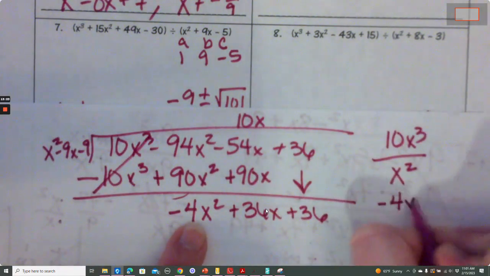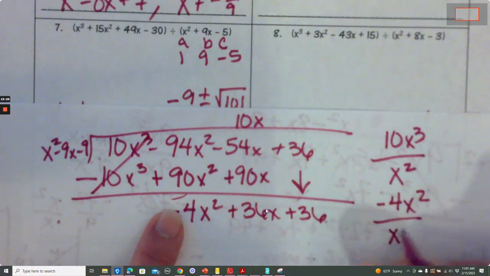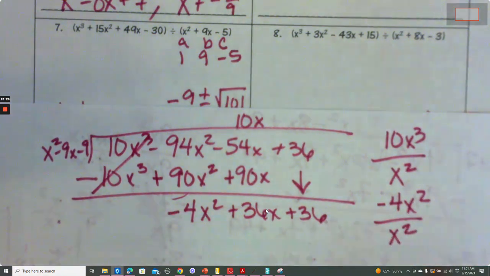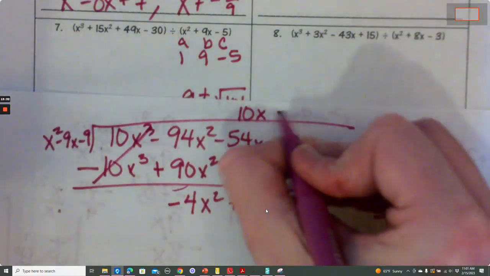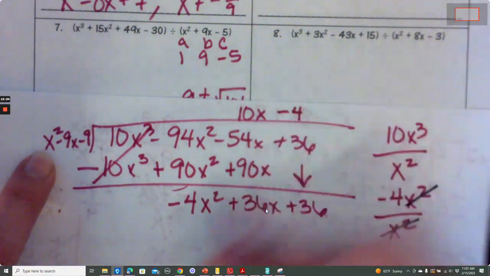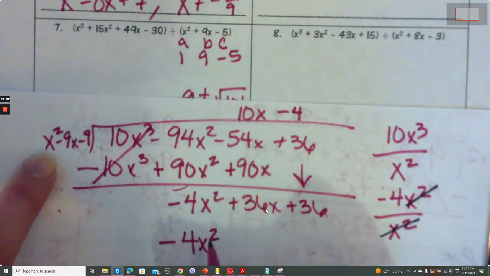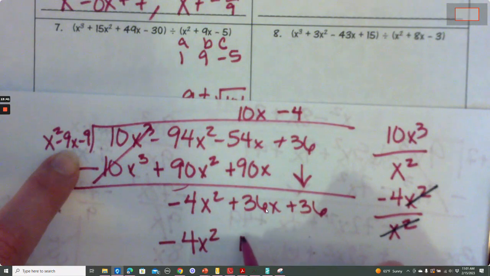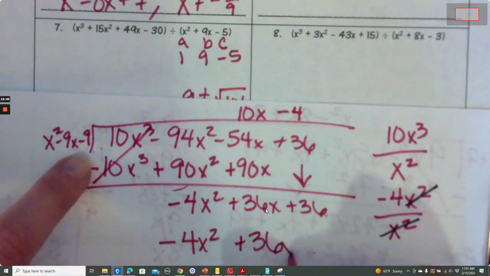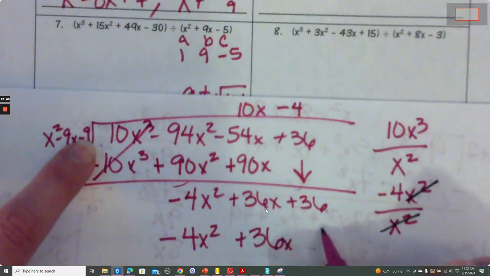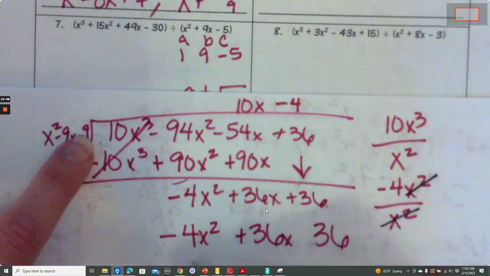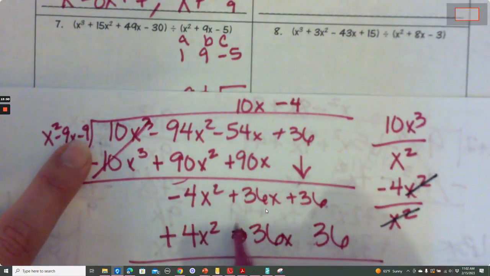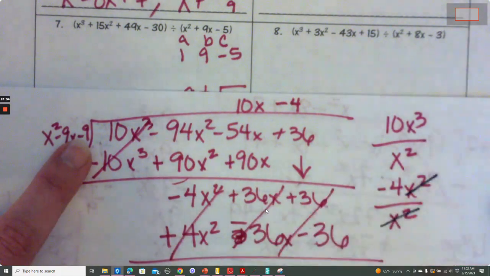Negative 4x squared divided by x squared: negative 4, this and this cancel. So negative 4 times x squared is negative 4x squared. Negative 4 times negative 9 is positive 36. Keep the x. Subtract by changing the signs, and everything should cancel.